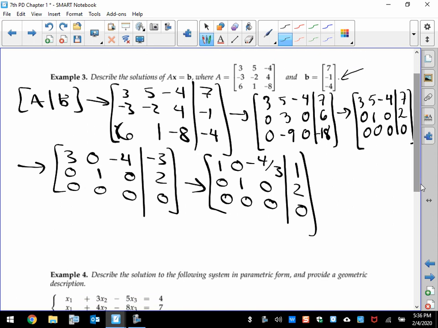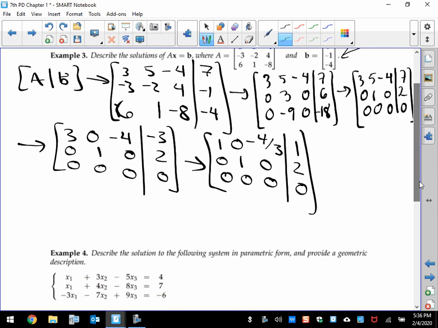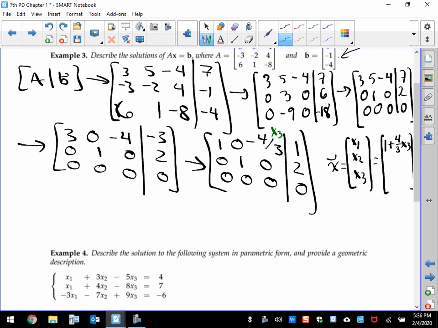They want us to describe the solution set, which is a little vague. They didn't give me a specific way that they want the solution. So I'm going to give them a couple of different solution descriptions here. So the first is the vector form of the solution. So we have x1, x2, x3. Now the free variable is x3, no pivot elements in the column. So x1 is really just 1 plus 4/3 x3. x2 is a constant 2. And then x3 is free.